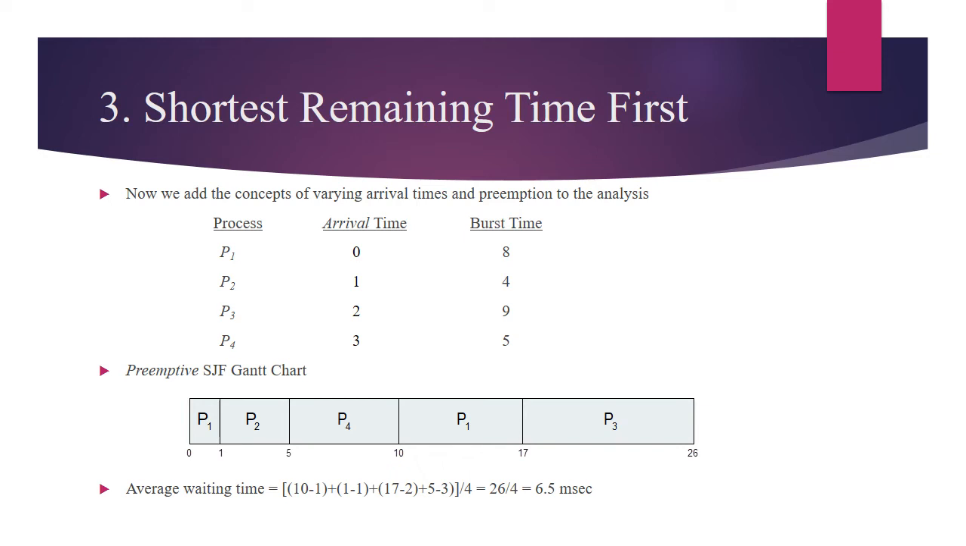If we calculate the average waiting time, for P1 it is 10 minus 1. For P2 it is 1 minus 1, because P2 just arrived at time 1 and will get the CPU at time 1, so it has 0 waiting time. Then for P3 it is 17 minus 2 and for P4 it is 5 minus 3, and we will divide it by 4 and we will get the average waiting time 6.5 milliseconds.